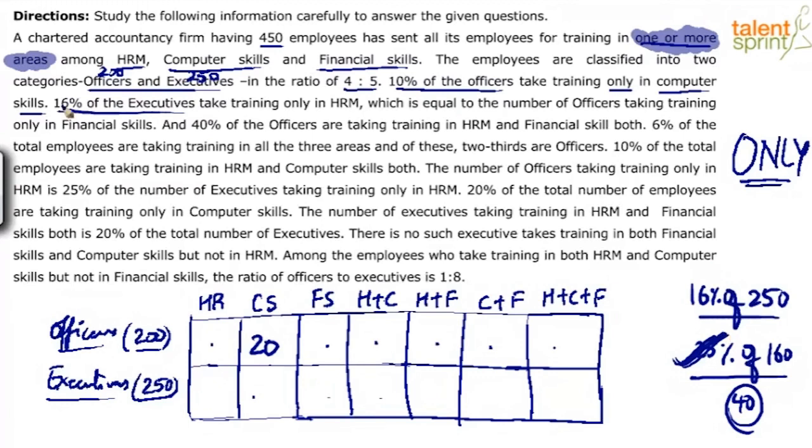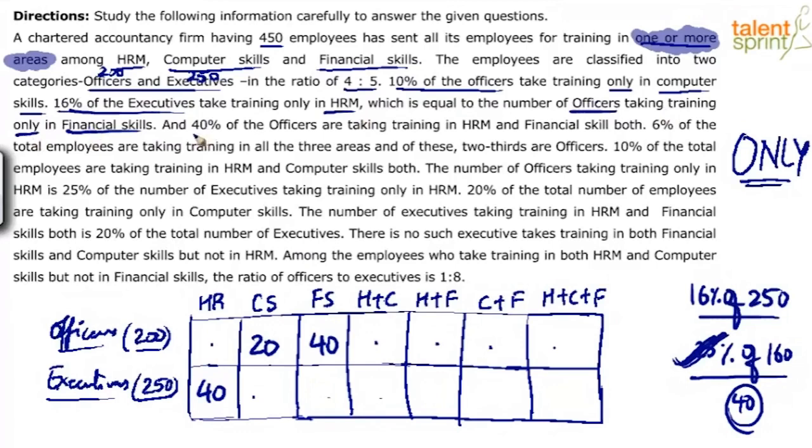Okay. So 16% of executives, which is 40, take training only in HRM. How many executives? 40. Which is equal to the number of officers taking training only in financial skills. So the number of officers in only financial skills is equal to the number of executives in only HRM. You're able to follow?